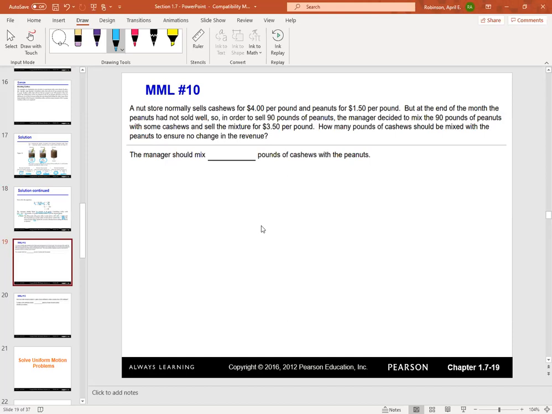The first one involves nuts. A nut store normally sells cashews for $4 per pound and peanuts for $1.50 per pound. But at the end of the month, the peanuts had not sold well. So in order to sell 90 pounds of peanuts, the manager decided to mix the 90 pounds of peanuts with some cashews and sell the mixture for $3.50 per pound. How many pounds of cashews should be mixed with the peanuts to ensure no change in revenue?